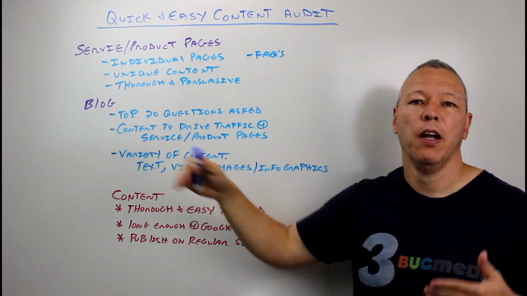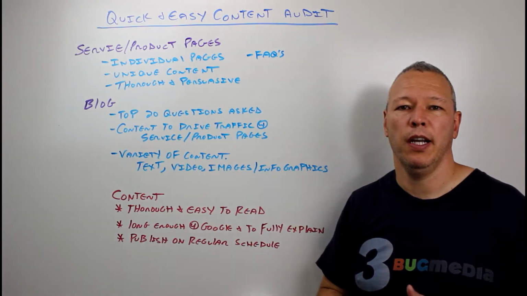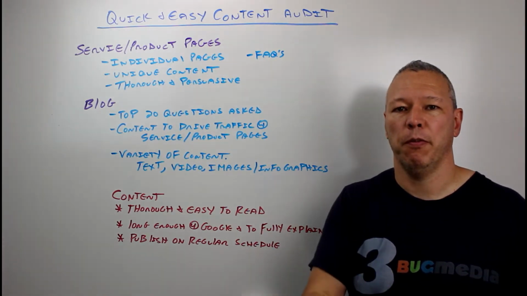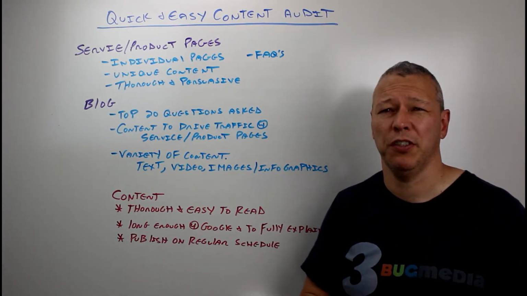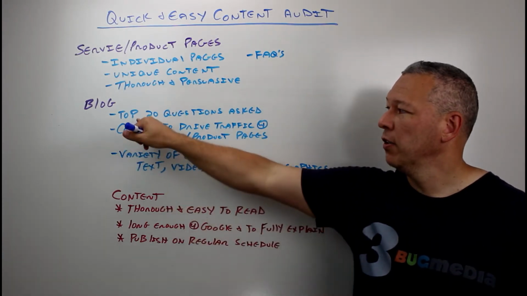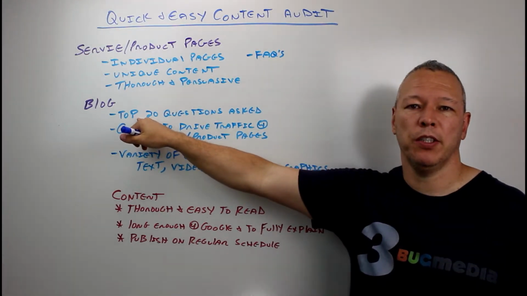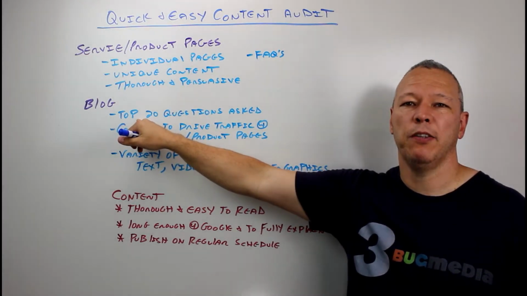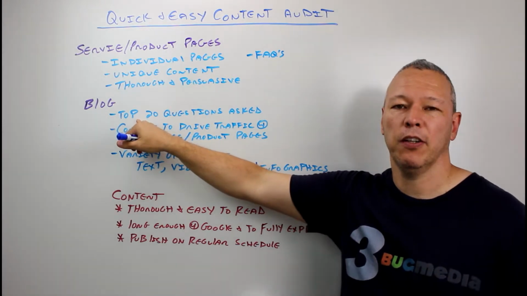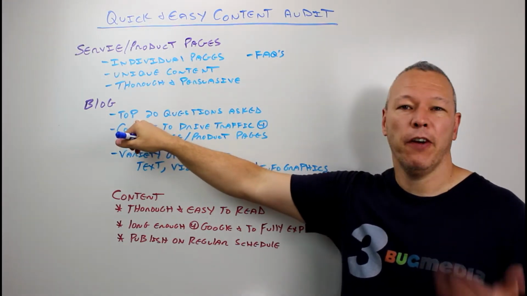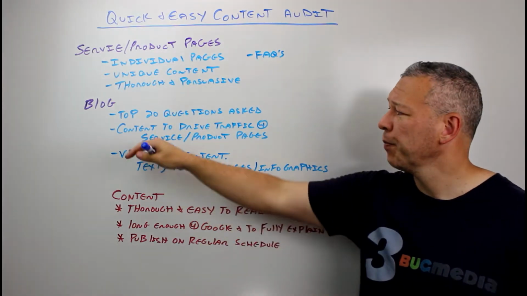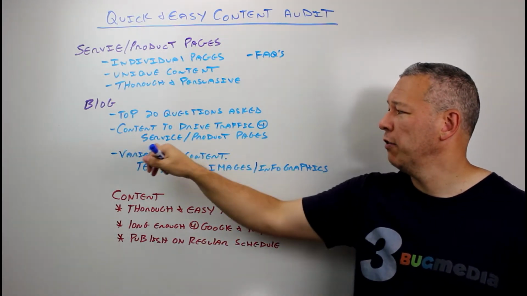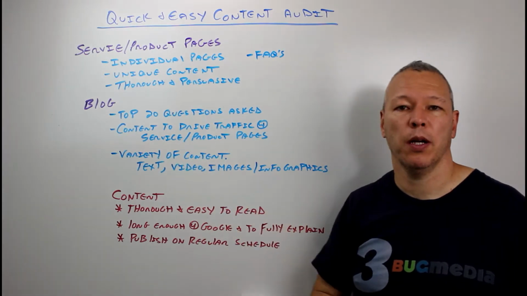Because you have to think about it, Google is predicated on people searching for information and Google serving them an answer. So most of the time people are asking questions, they're trying to find information. Having your top 20 questions is a great way to target your ideal customer, because they're already asking you via phone calls, emails, things like that. Content to drive traffic for your service and product pages.